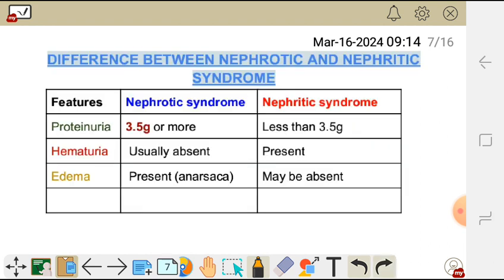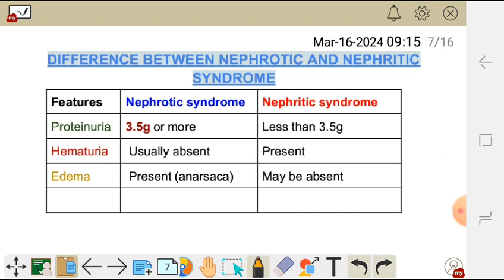The differences between nephrotic and nephritic syndrome are on this table here. So in nephrotic syndrome, we have proteinuria. Now, this proteinuria is within the nephrotic range, that is 3.5 grams or more. That is the nephrotic range. And in nephritic syndrome, the proteinuria is less than 3.5 grams. That's why edema may or may not be there.